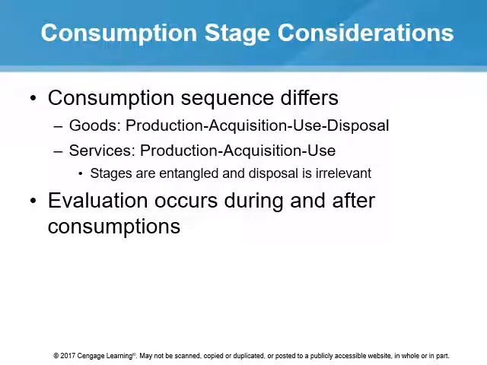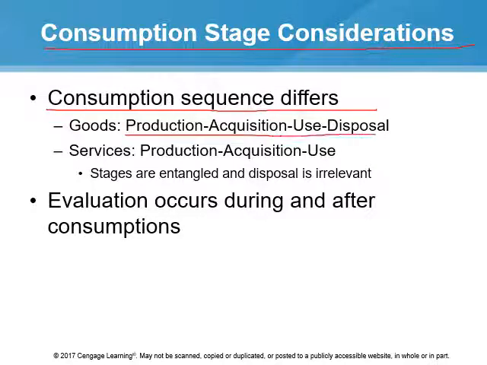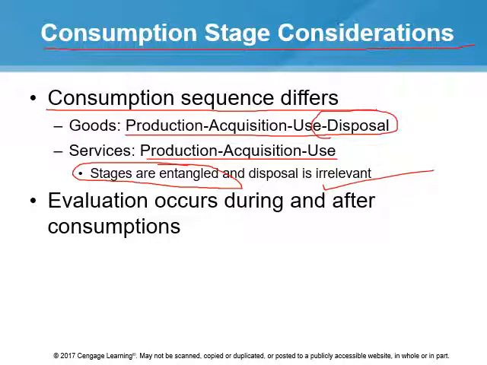All right, so we are moving toward the consumption stage, and that is a very simple matter to discuss. The consumer consumption sequence differs in terms of goods and services. You need to remember that goods have production, acquisition, use, and disposal. But when it comes to services, we have production, acquisition, and use only. But one question again is, what is it trying to say? The stages are entangled. But yes, we know that disposal is irrelevant. But yes, disposal is not always irrelevant. There are certain cases, certain examples.